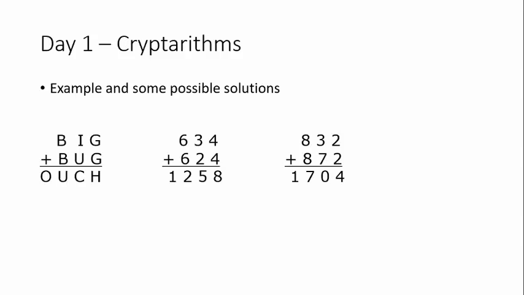The second possible solution is 832 plus 872 equals 1,704. Again, notice the same types of things. Each B is replaced with 8. Each G is replaced with 2. The U's are 7s.